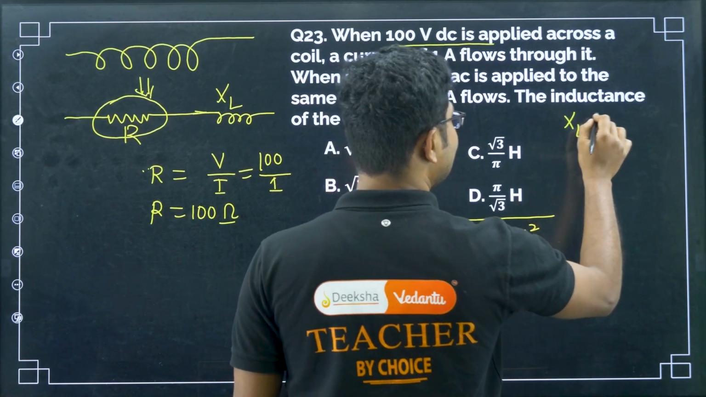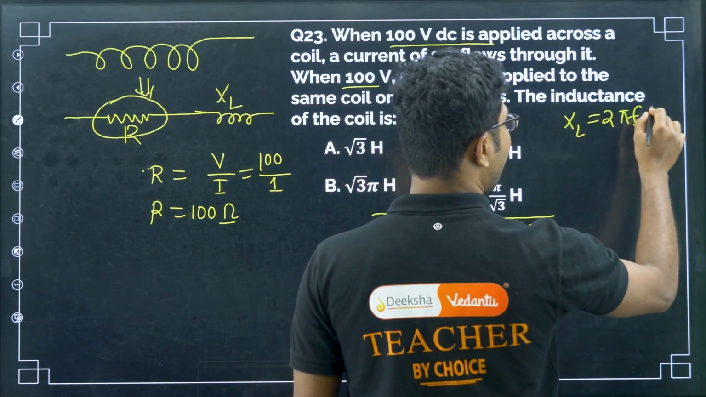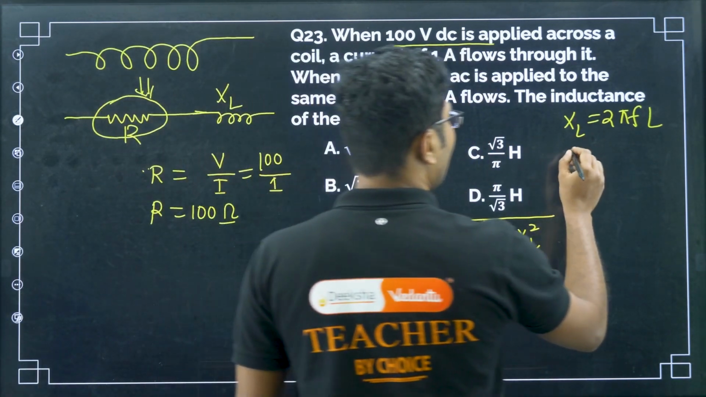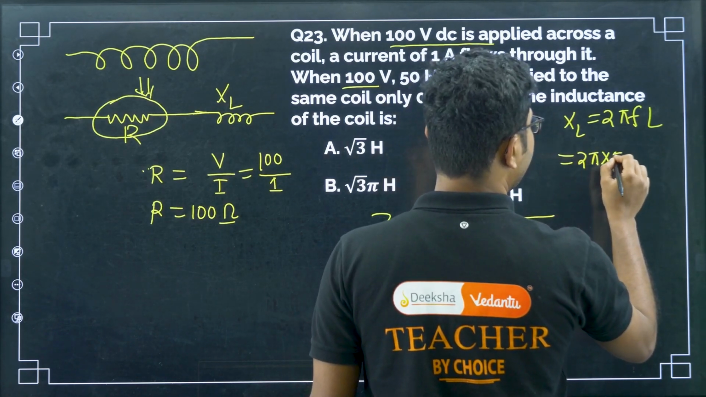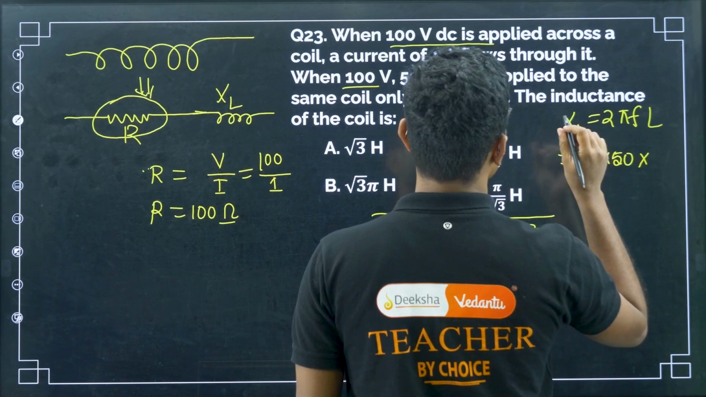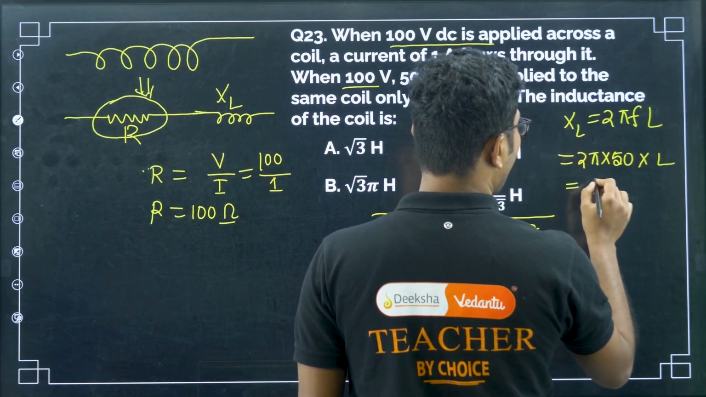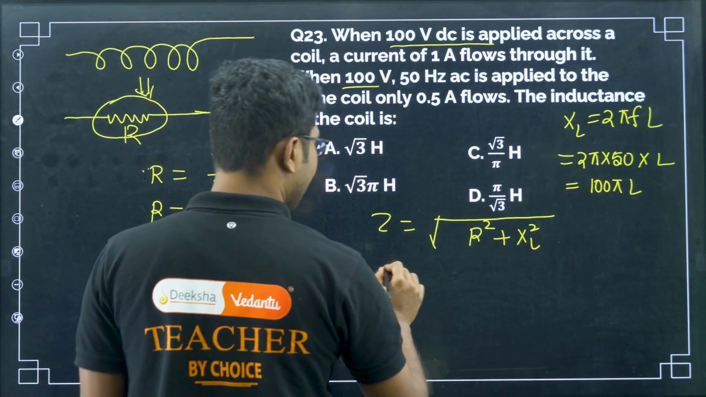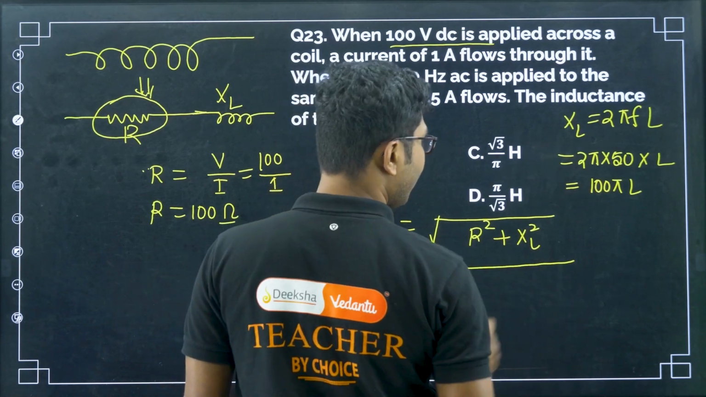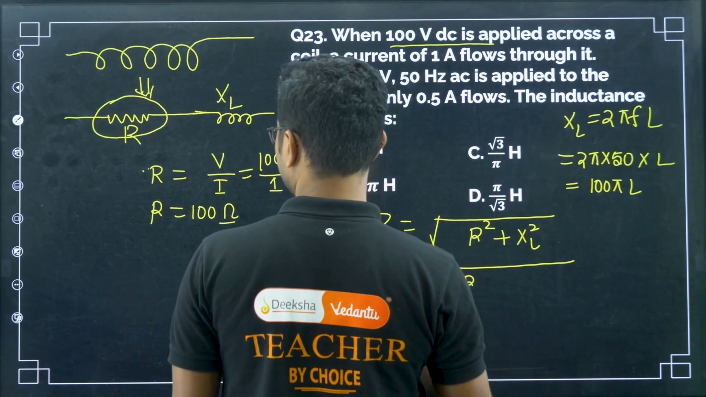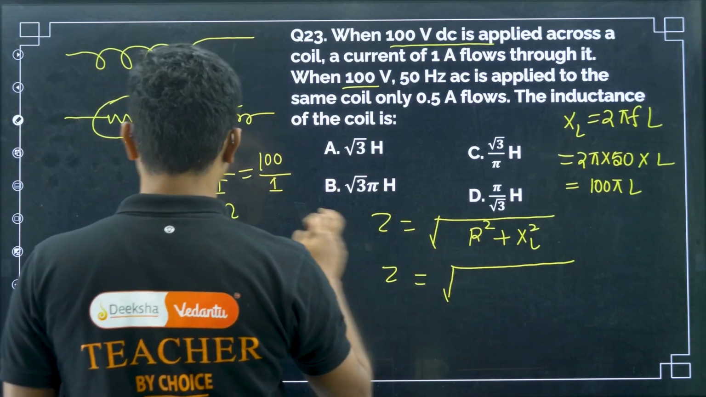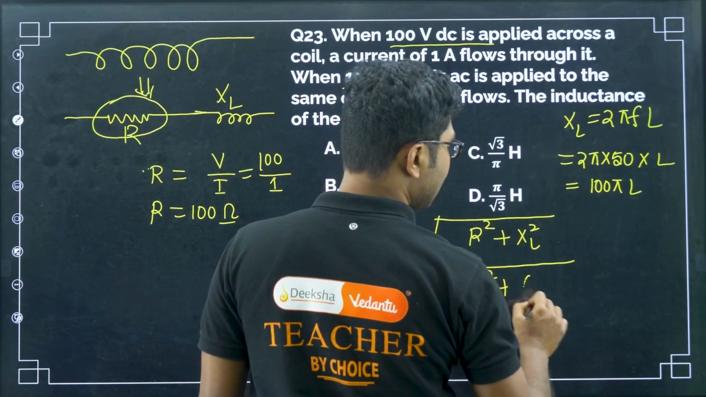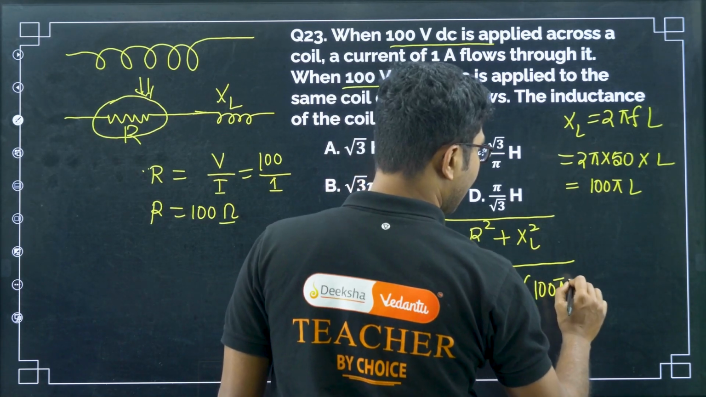Now, what is XL? XL is easy, 2 pi f L. You have to put in the values: 2 pi into 50 into L. L is not given, we are trying to find L. So, it is 100 pi L. Now, you have to put these values in to calculate the Z. Z is the square root of R square, R is 100 square, plus 100 pi L whole square.